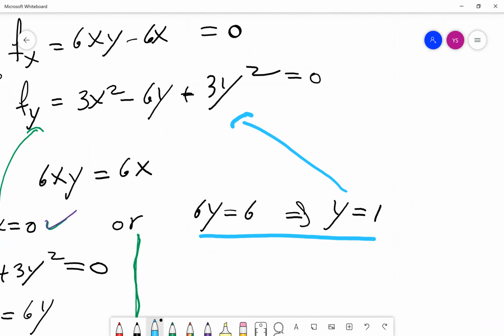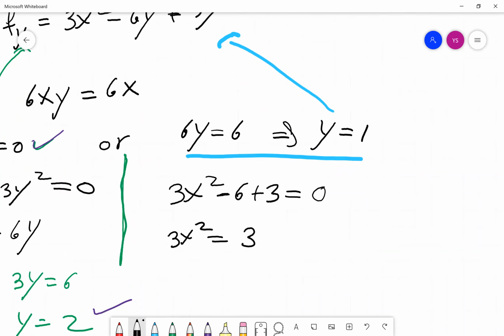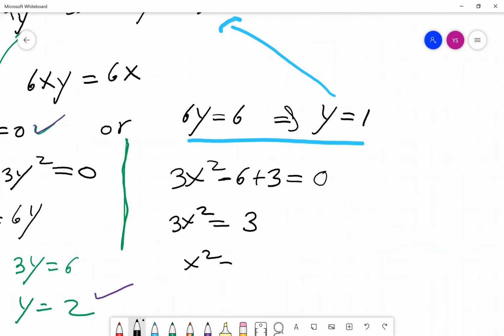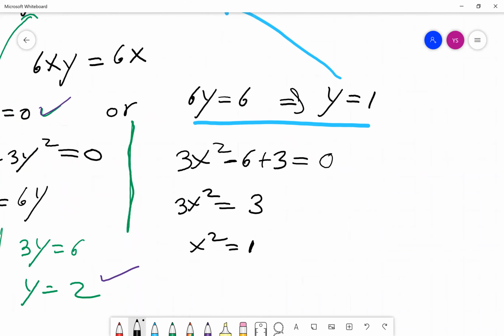And we get 3x squared minus 6 plus 3 is equal to 0, right? So this tells us that 3x squared is equal to 3. Or in other words, x squared is equal to 1. So x is equal to plus or minus 1.